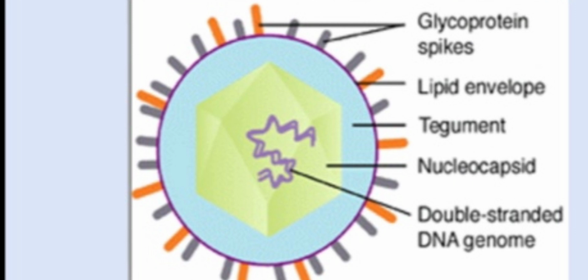VZV also encodes at least 3 immediate early proteins that are located in the tegument of virions and regulate virus transcription.